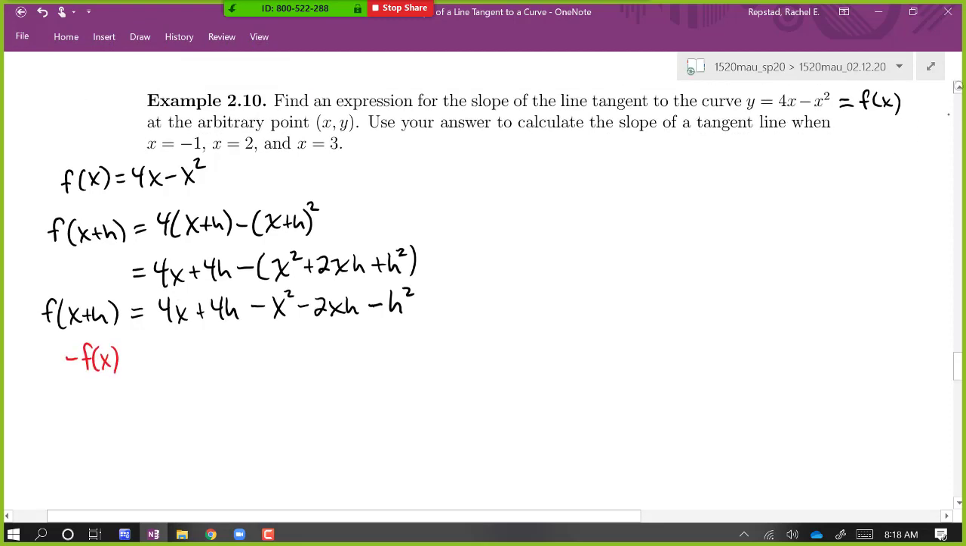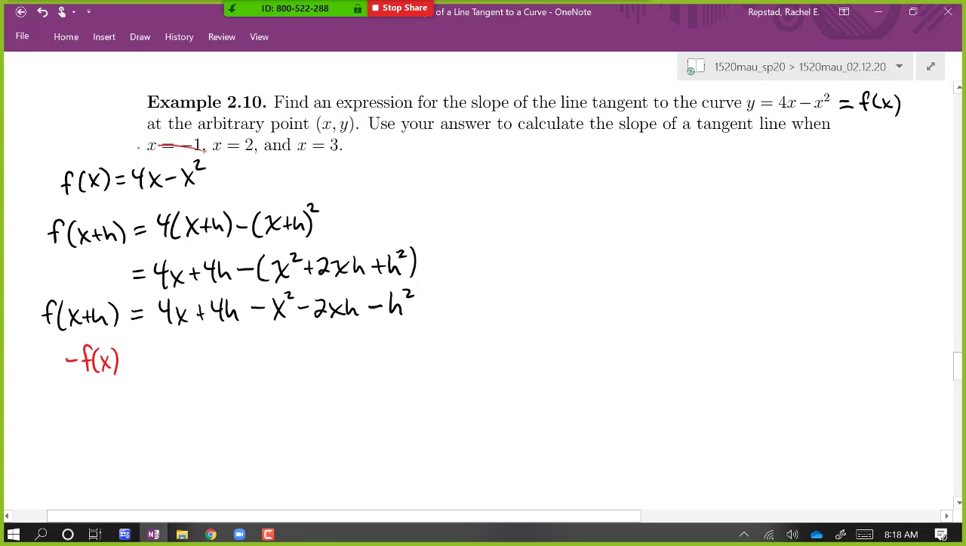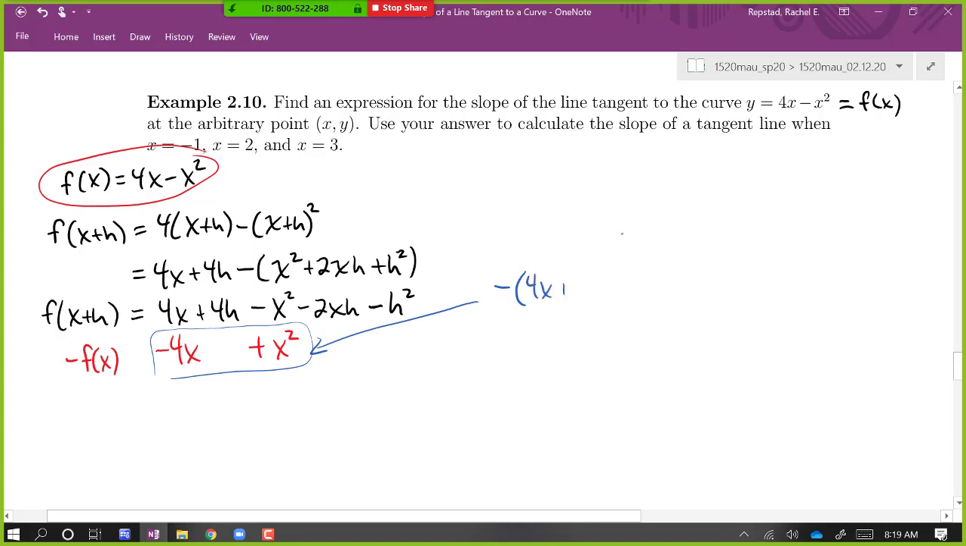And if I'm subtracting f of x, I'm subtracting all of this function. I'm subtracting 4x minus x squared, which means I'm subtracting 4x, and I'm adding x squared. So I'm going to make a little parenthetical aside here: the negative of 4x minus x squared is negative 4x plus x squared.